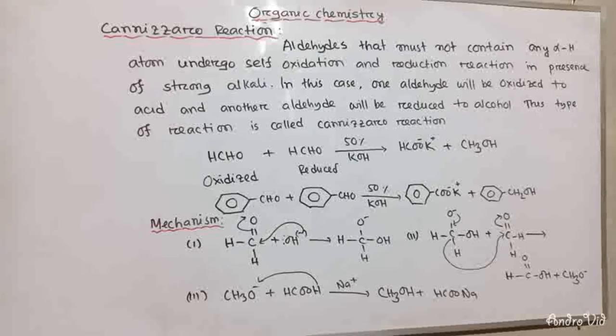So this is basically the way. In this way, it is clear to us that they produce a salt of an acid and an alcohol. Oxidation and reduction must happen in this reaction, and there must not be any alpha hydrogen in the aldehyde which will react as the reactant.